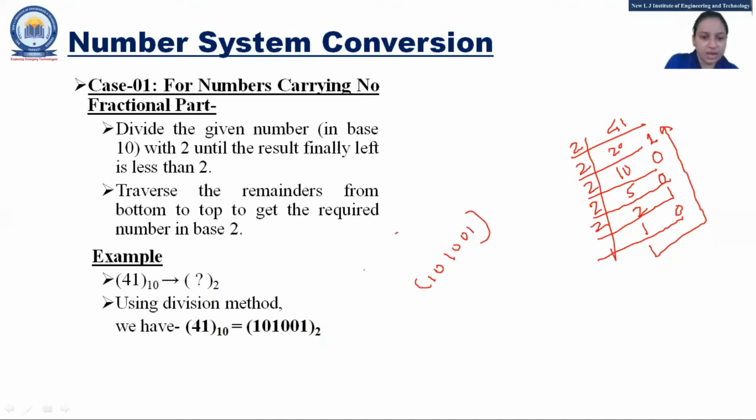So as you can see here, this is our 1 bit, this is our 2 bit, this is 4, this is 8, this is 16, and this is 32. Here we only have to consider the 1 bits. So this is 32 plus 8 plus 1, that is equal to 41. So this is how we have converted our decimal number to the binary number.